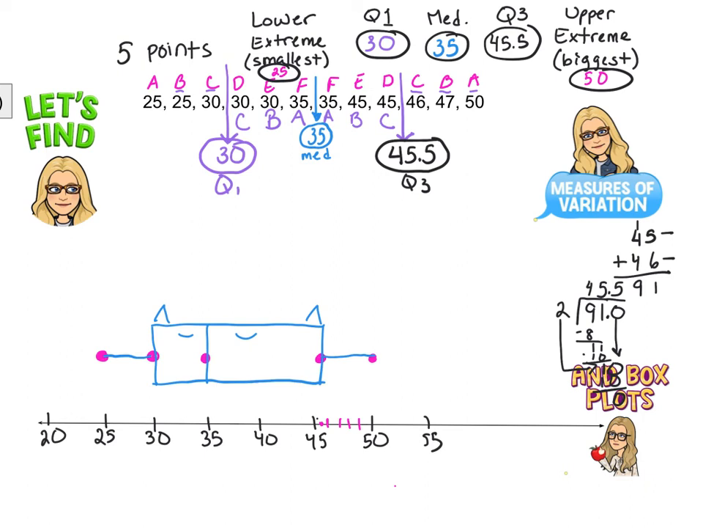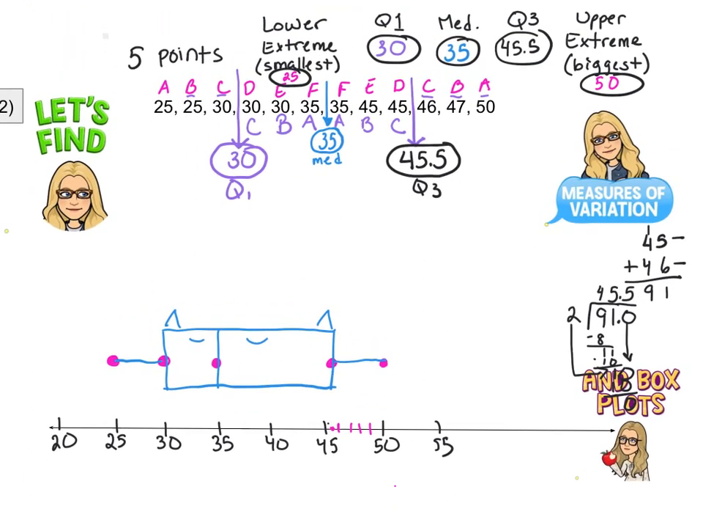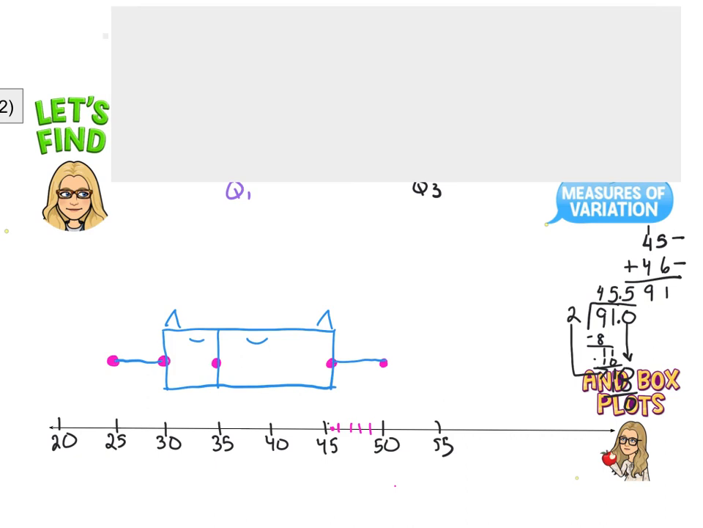All right, guys. Now, some things I can find on my box and whisker plot. If I, say, for instance, could not see any of the information in the graph. I couldn't see any of this. This was all closed to me. Couldn't find any of it. From my box and whisker plot, I could find the median. Where is it? It's the very middle of your 5 data points. It will be the one smack dab in the middle. It's almost like the kitty cat's nose. So I could say, oh, the median is 35.